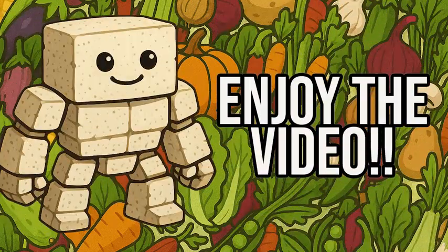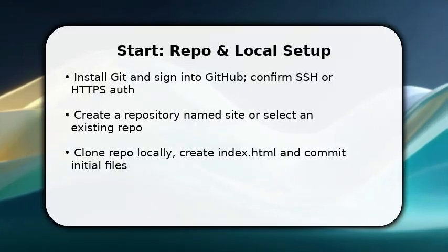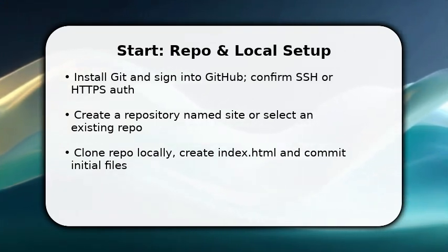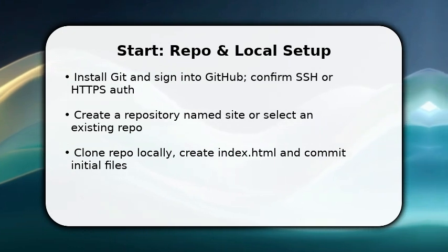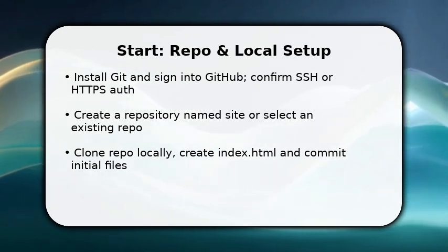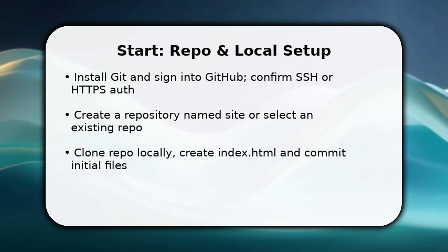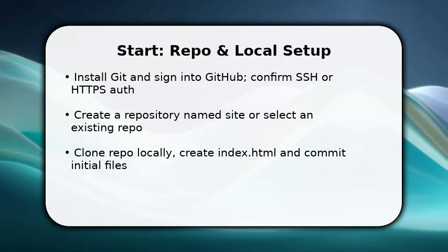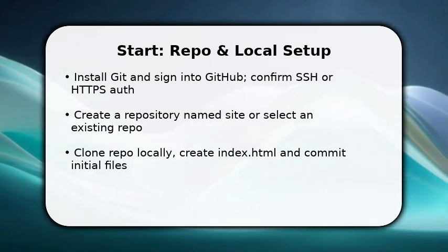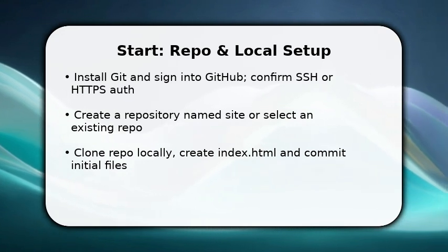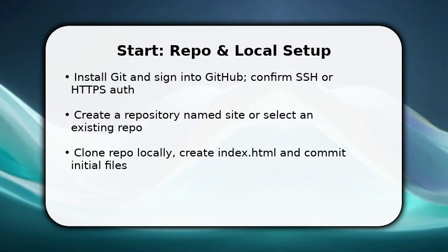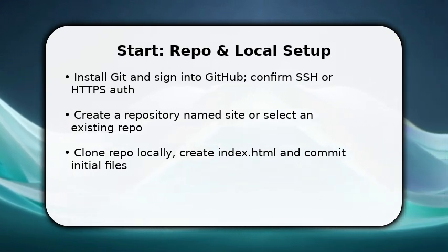Please enjoy the video. You begin by preparing a repository and a local project folder. Initialize or clone the repo so you have a working copy of files. Once done, create index.html and a basic HTML structure, then git add, git commit, and git push to upload your first version. Make sure to choose SSH or HTTPS consistently to avoid auth errors. This gets you from 0 to a tracked project in minutes and sets the stage for publishing.